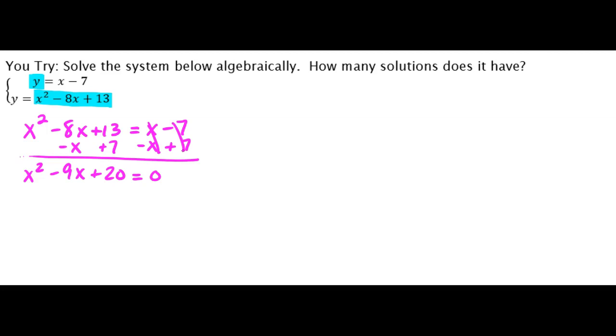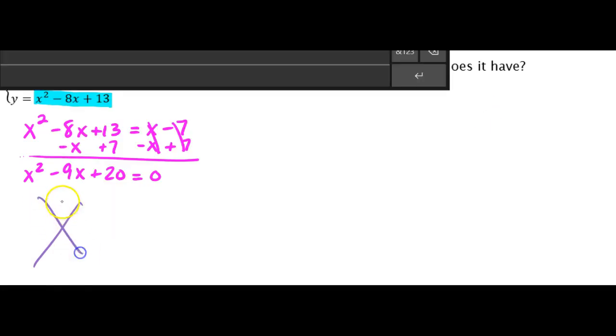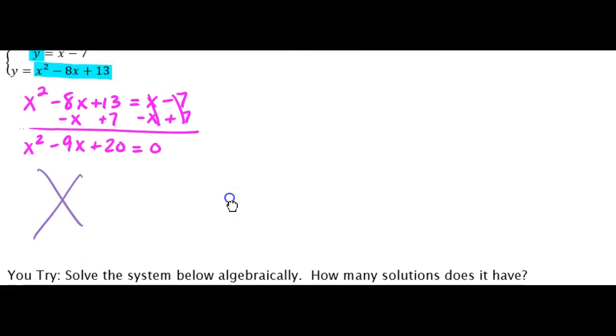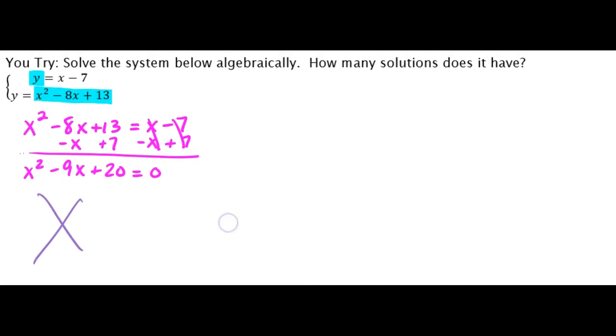Now at this point you have two options. You can do quadratic formula, or you can factor, which in my opinion is the better way to do this, but it's always your choice to do quadratic formula if you want. So I need two numbers that multiply to 20 and add to negative 9. And those two numbers are negative 4 and negative 5. So this thing here factors into (x minus 4)(x minus 5) equals 0.